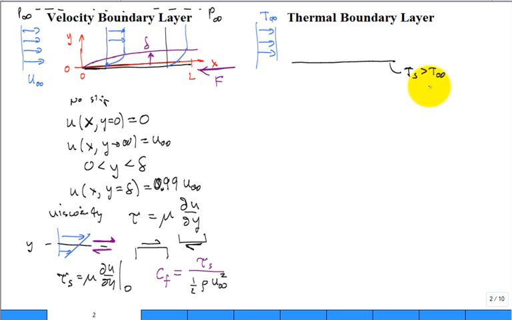Now, let me just get right to the chase here. We basically were interested in what force is needed to hold that plate stationary, or what is that shearing force that the fluid exerts on that plate as it flows over the plate. In heat transfer, we're going to be interested in what? The flux, q double prime, at that surface, to keep that plate hot. Okay? And then basically what's happening is the convection is sweeping that heat away.